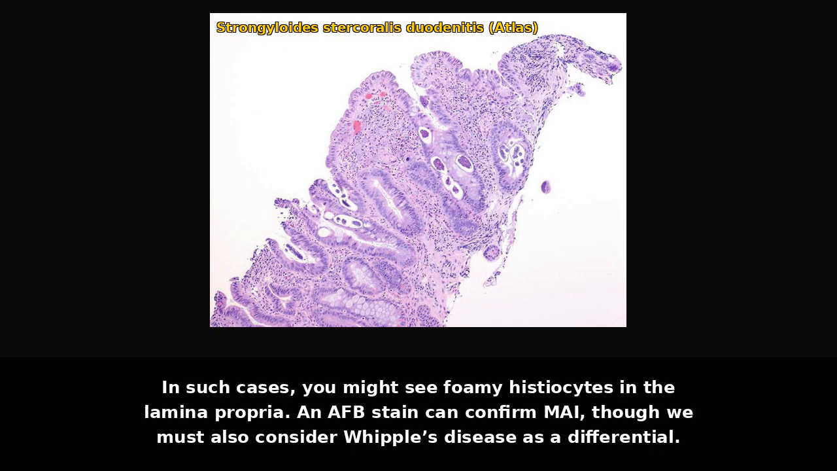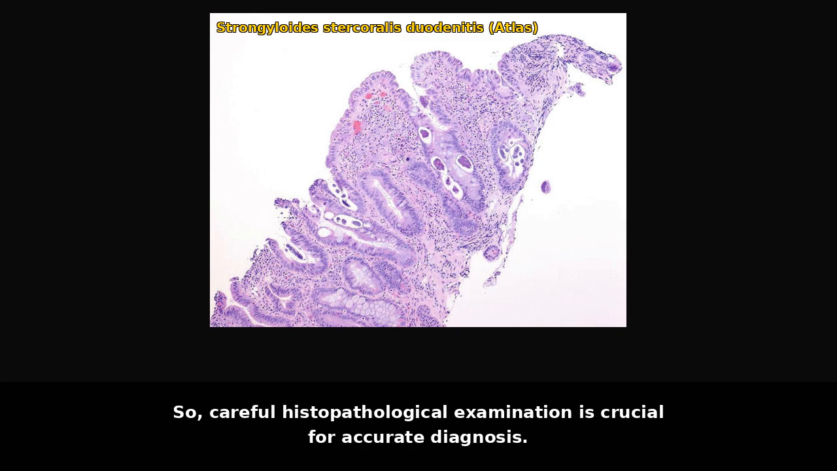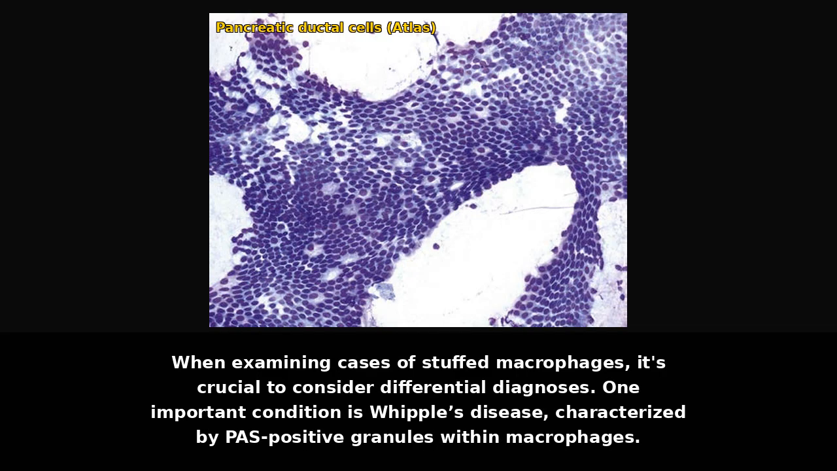In such cases, you might see foamy histiocytes in the lamina propria. An AFB stain can confirm MAI, though we must also consider Whipple's disease as a differential. So careful histopathological examination is crucial for accurate diagnosis. When examining cases of stuffed macrophages, it's crucial to consider differential diagnoses. And one important condition is Whipple's disease, characterized by PAS-positive granules within macrophages.